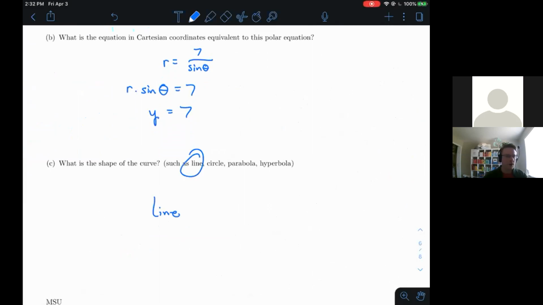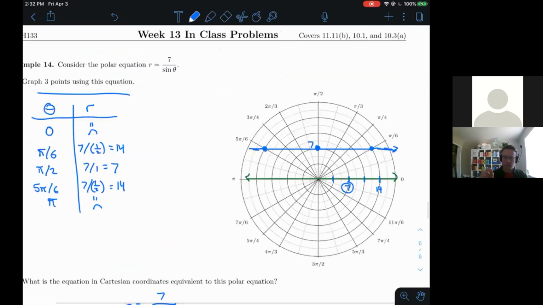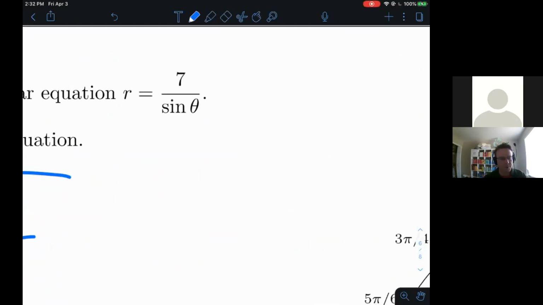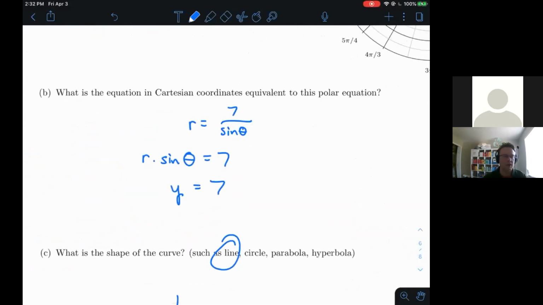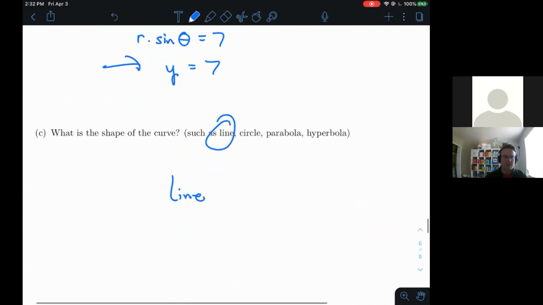Which, by the way, this stuff is pretty easy to code into WeBWorK, at least parts B and C. Part A is kind of hard. I've seen some of them that have multiple choice questions, like which of the following curves looks like 7 over sine theta. But then for the equivalent Cartesian equation, you can just give a couple text boxes to write that down, and then maybe a drop down to select a line or circle or parabola or things like this.